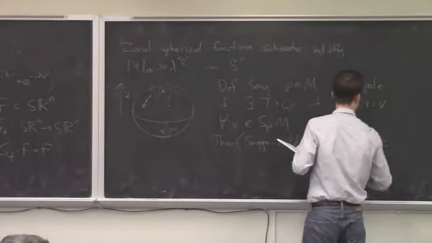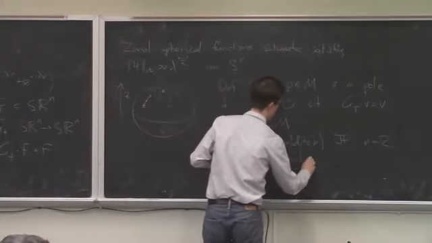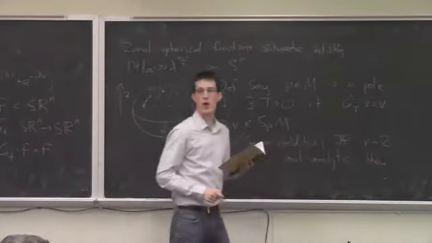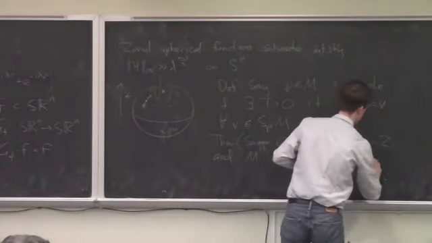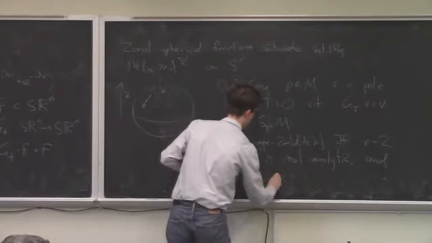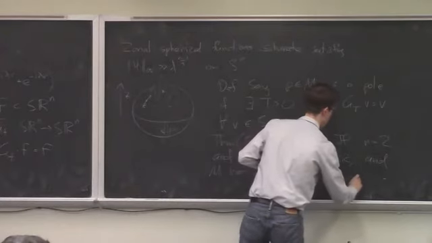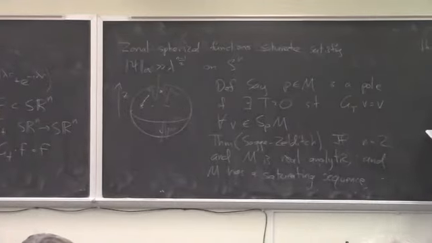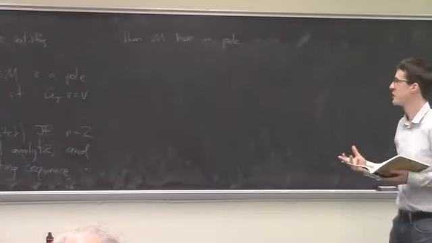So if we're in dimension 2 and our manifold M is real analytic, then it has to have a pole. That is, if M is real analytic and M has a saturating sequence, the most important part, this puts very strong restrictions on what M looks like.